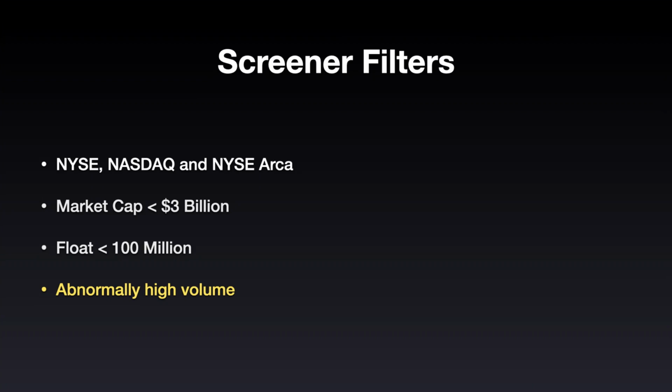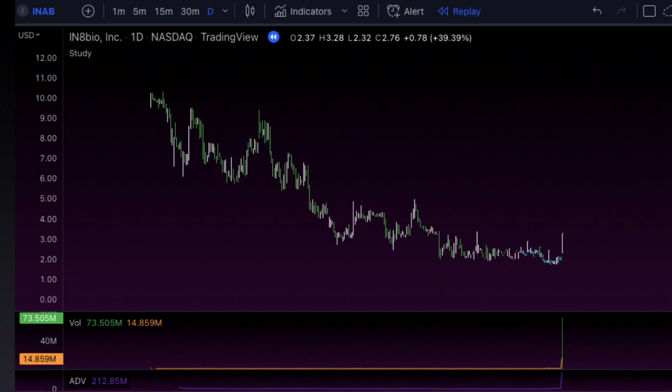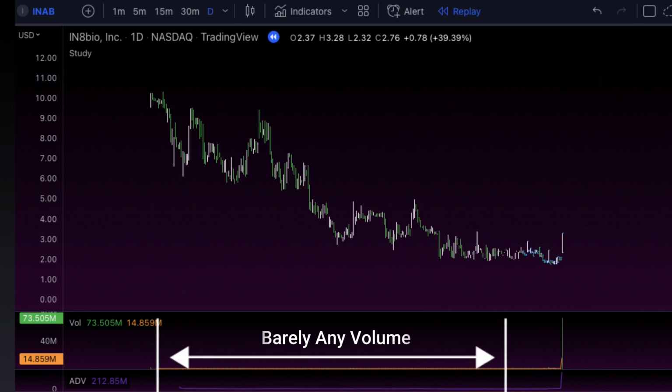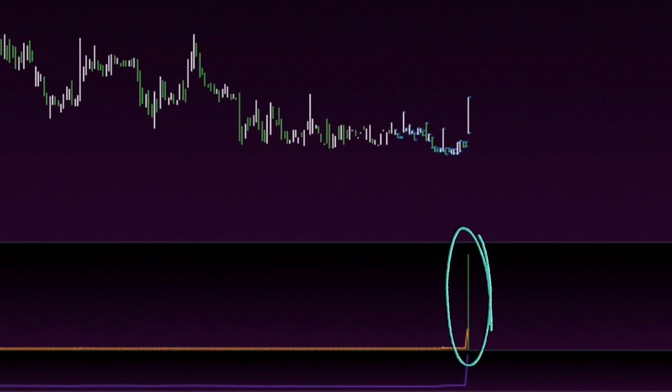The final filter, and the most crucial, will be a stock's volume. Volume indicates the level of trading activity, and when a stock is receiving more trading activity than normal, it can indicate that something special is happening with that particular stock. So what I look for are stocks that have experienced abnormal amounts of trading activity compared to any other point in time. If we look at this stock right here, it's barely traded any volume until this day right here. So the price levels on this particular day is what I'll be paying attention to the most.